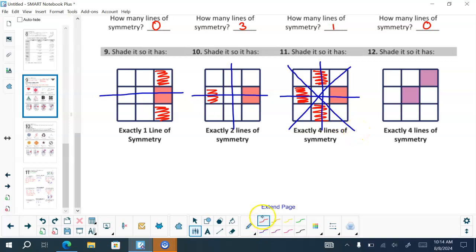For number 12, I would shade in all the corners so that once again you can go up, down, left, right, and then do your 2 diagonals. All right, let's turn our page over here.